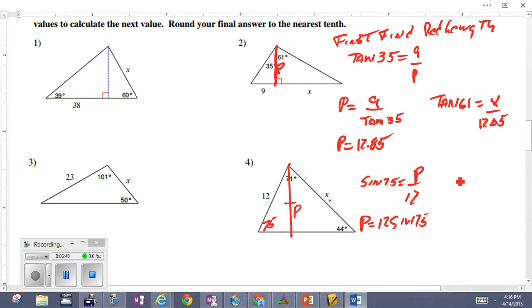To say that the sine of 44 is equal to p, which we just found, over x. So we'll get that decimal value and put it in there. And that would allow us to find the value of x. Okay, so that's what we're going to do. We're going to leave it at that.